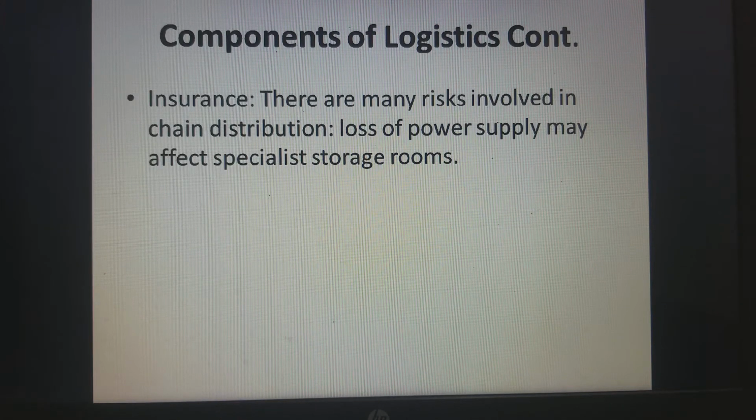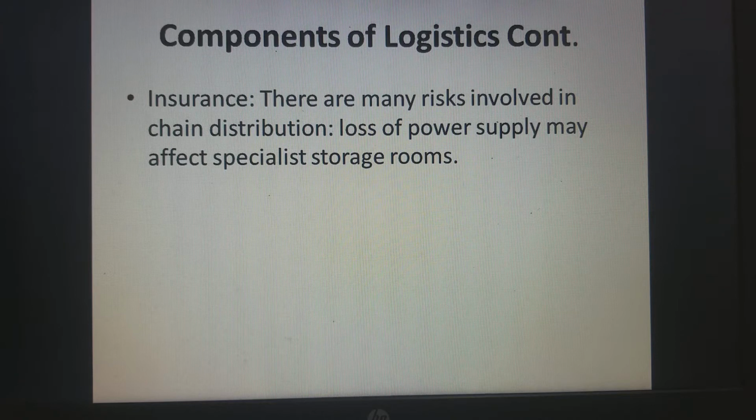Now, the next component is insurance. There are many risks involved in chain distribution. Loss of power supply may affect specialist storage rooms. So this is a very important element, because what we're saying here is the insurance. When you insure the goods that you are storing, it will hedge you against any likely loss.